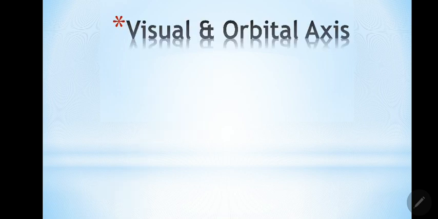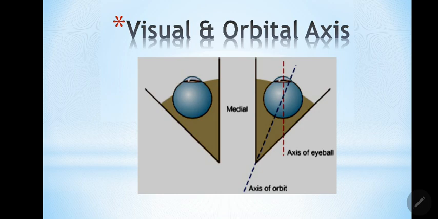Now you see about the visual and orbital axes. Visual and orbital axes mean what you find here: these are the two orbits, their medial walls are parallel to each other, while the lateral walls are perpendicular to each other. And the eyeball is placed here in between the orbits. Remember that the eyeballs are placed in between the orbits such that they don't touch any of the walls, neither the roof, the floor, the medial nor the lateral wall. It's fixed in position by the medial and lateral check ligaments.